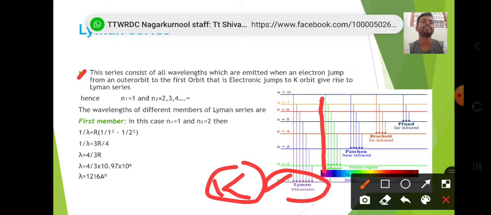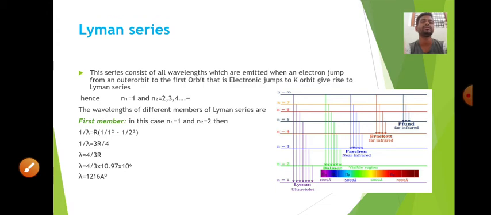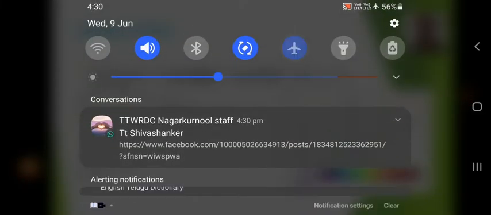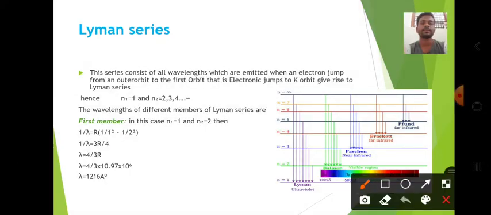Generally we call it electronic jumping. Hence here the ending point is n1, whose value is 1, and n2 terms mean electrons are coming from the second state, third state, fourth state, and so on up to infinity.